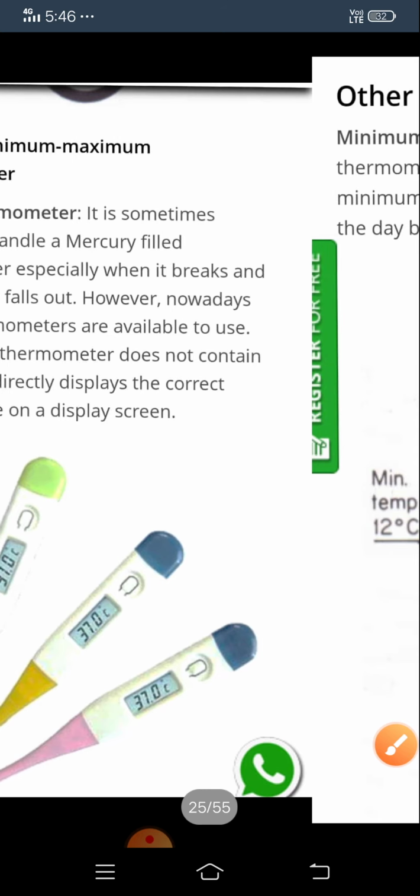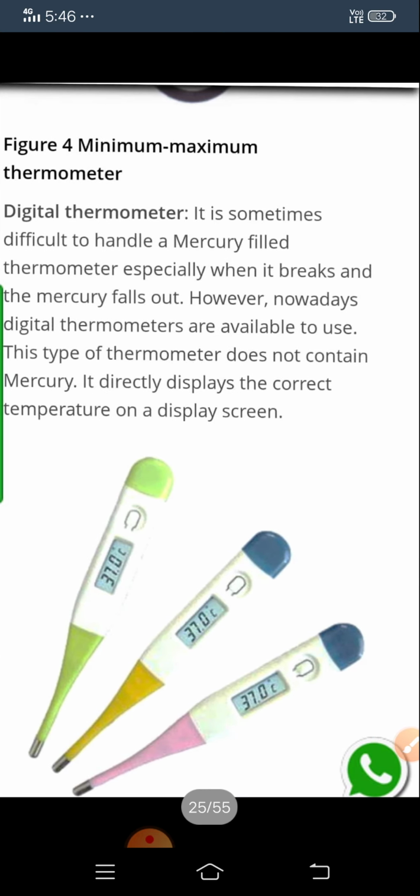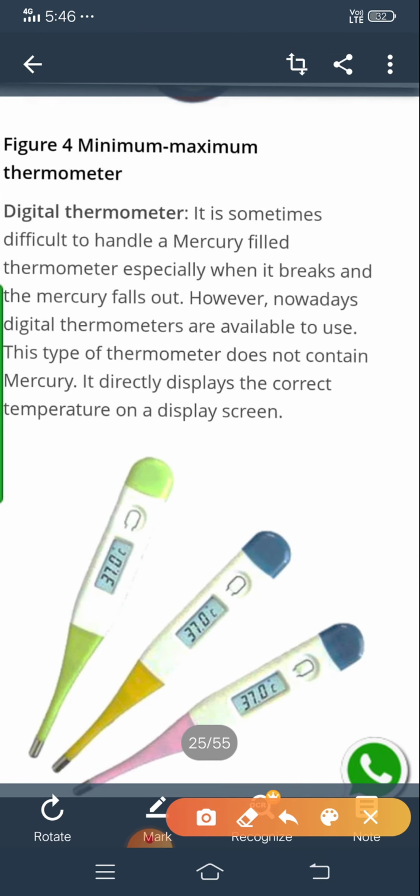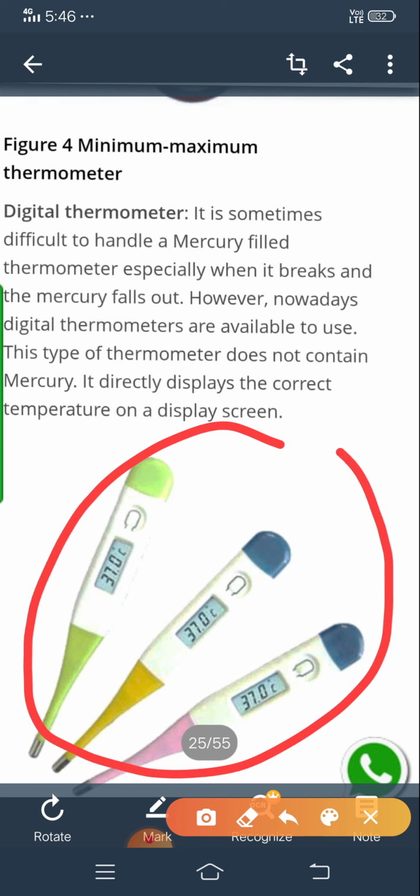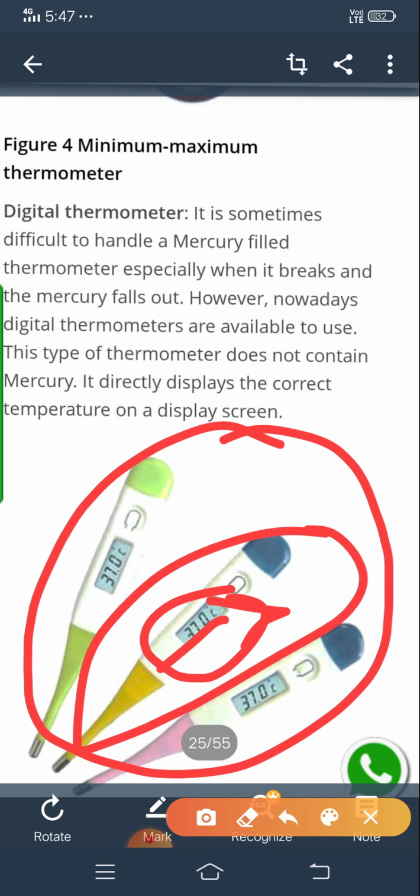Next one, see here how the digital thermometers look. This is a picture of a digital thermometer. Here it shows 37 degrees Celsius. What is that 37 degrees Celsius? It is the normal body temperature of a human being. It is very useful nowadays because there is no mercury and it is not made of glass.